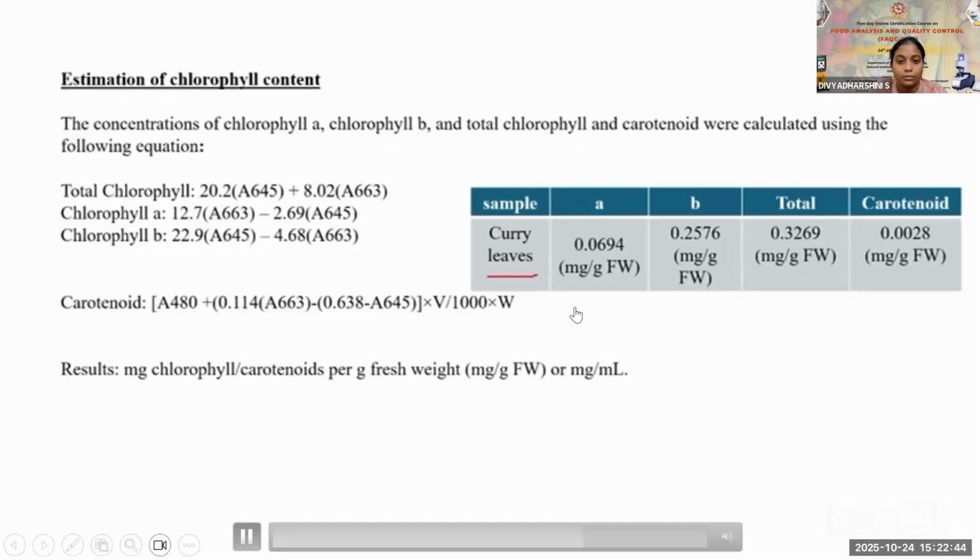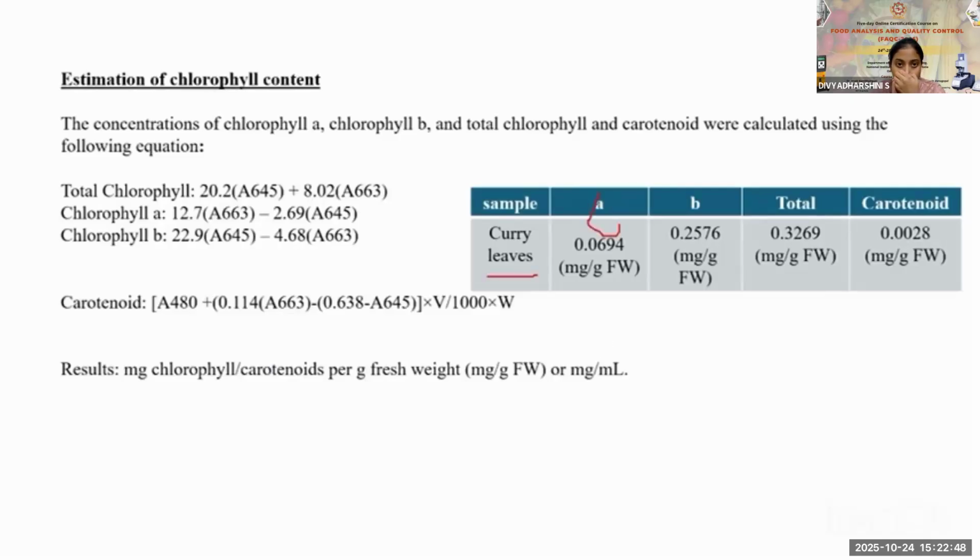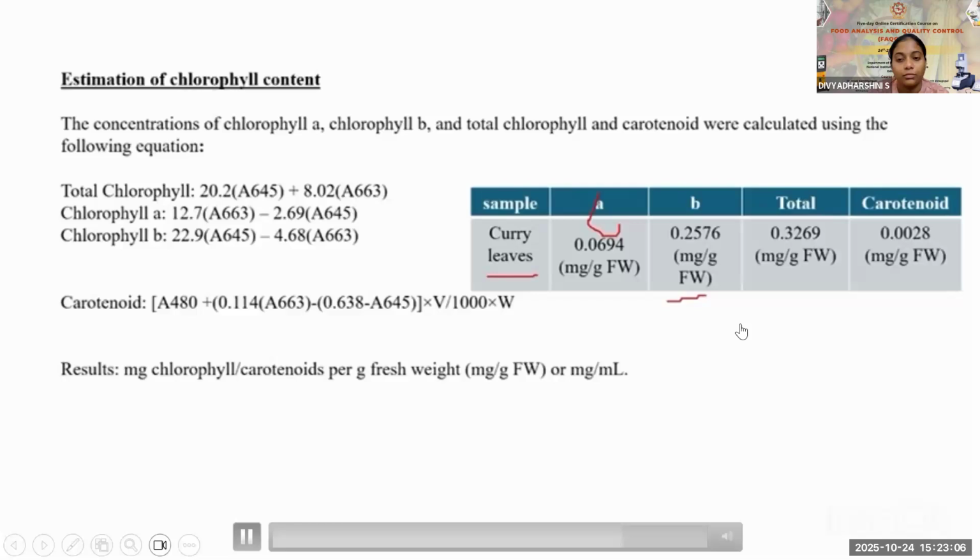So the chlorophyll A represents mg. After substituting the value, it represents mg per gram fresh weight. Since I have taken the fresh curry leaves, it has to be maintained as fresh weight. We can also go with the dry weight, so the carotenoid content as well as the chlorophyll content will vary accordingly. So here it is mg per gram, and total carotenoids here mg per gram fresh weight.